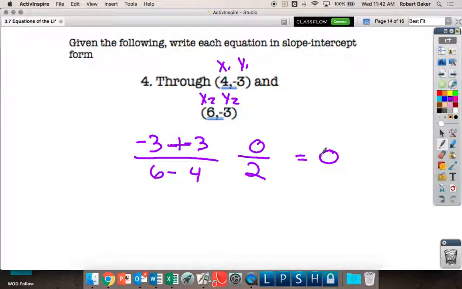Wait, I don't need slides. You can just tell what it is. Your slope is 0. Stop thinking past that. The slope is 0. Okay?